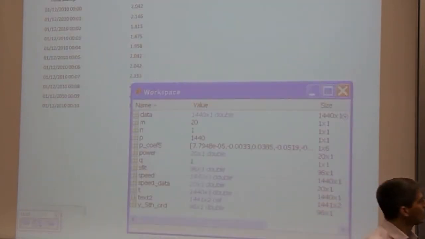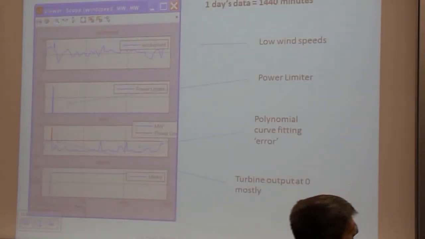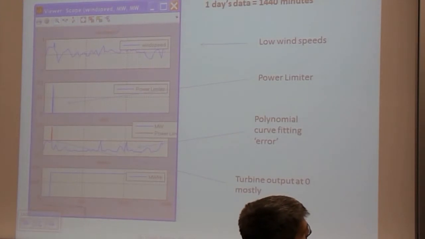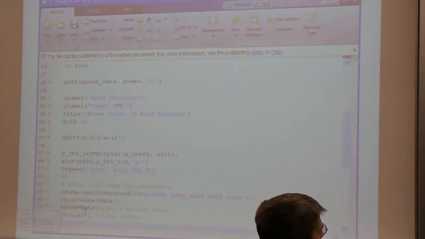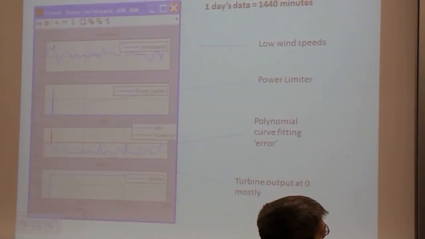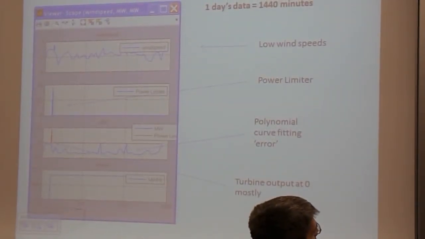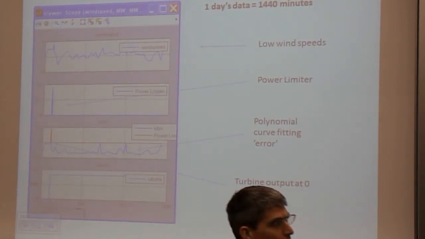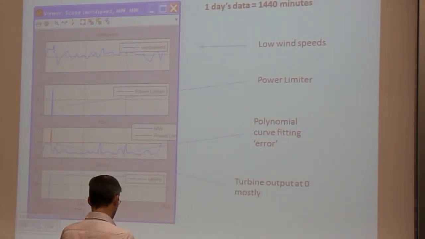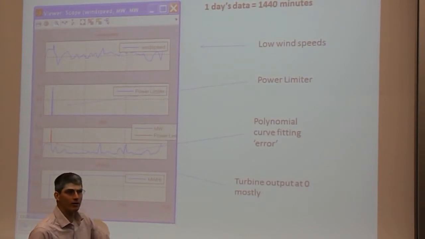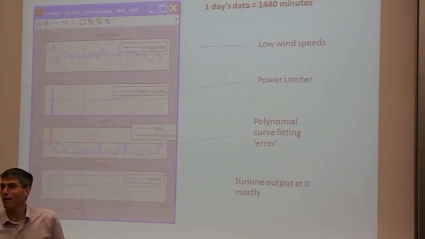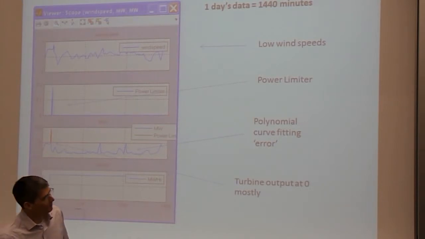Okay? So the interesting thing here is that day, whatever day it was, in December 2010, we had very low wind speeds. As you can see, the wind speeds rarely got to just 3-point-something meters per second. So essentially we're down here all day. So it wasn't a very good day for generating power from your wind turbine.